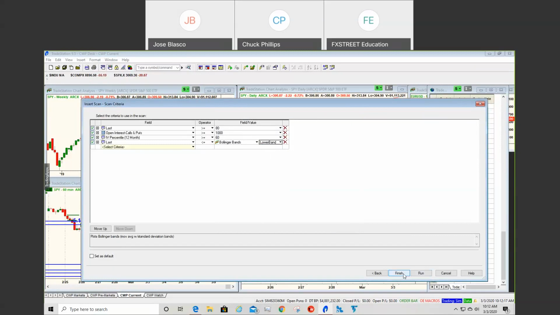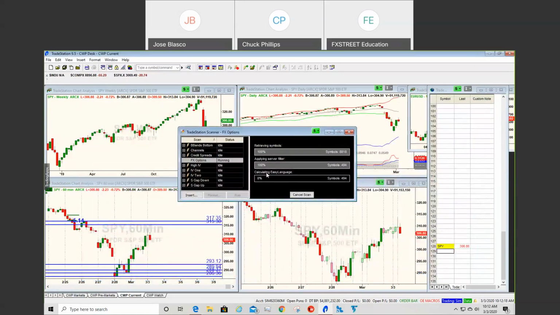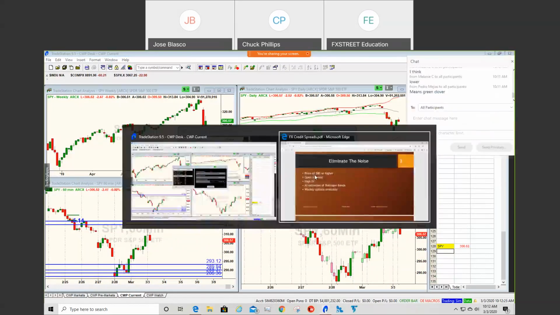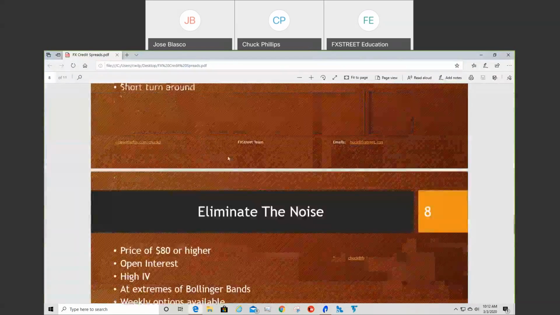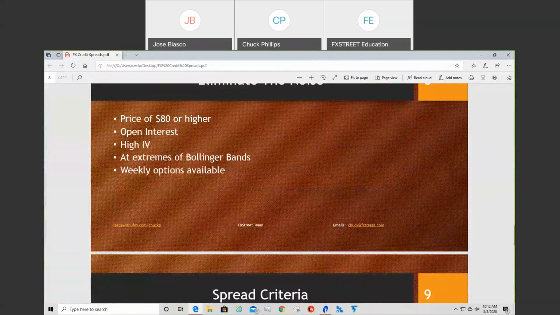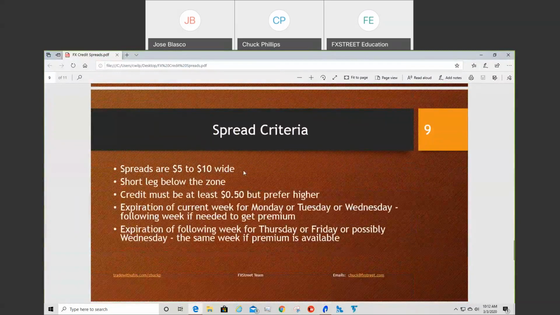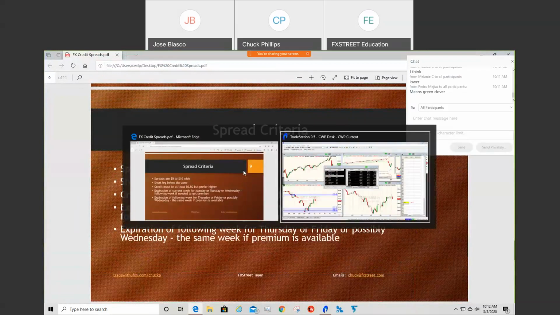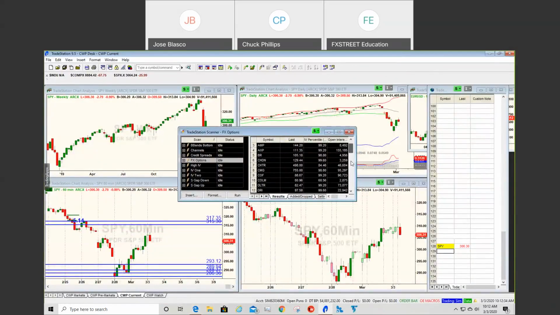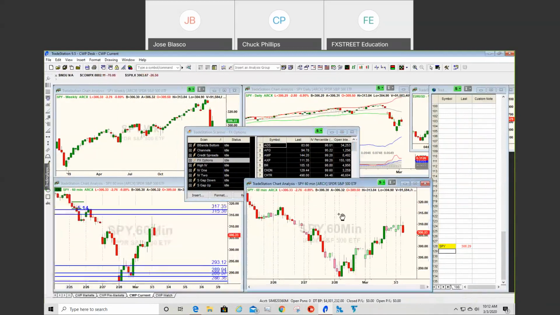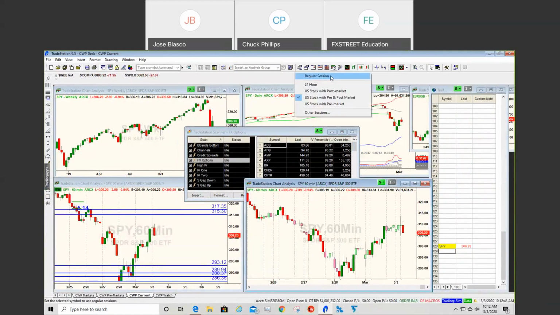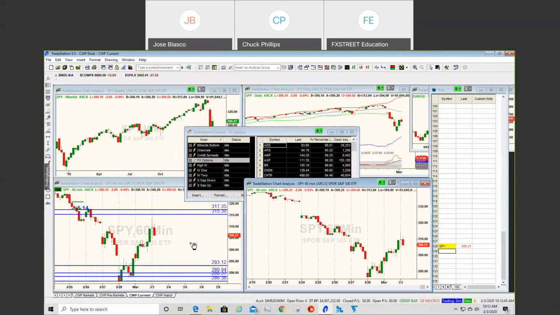So we will run this. And now it's got to go and calculate for the first time. Let's go back over here, see if I missed anything. Yeah, weeklies, okay. So that's when I'm actually putting the trade on. All right. So we found 48 stocks that meet that criteria, supposedly. Let me take the regular session off.